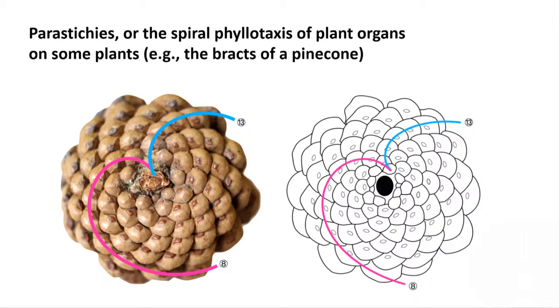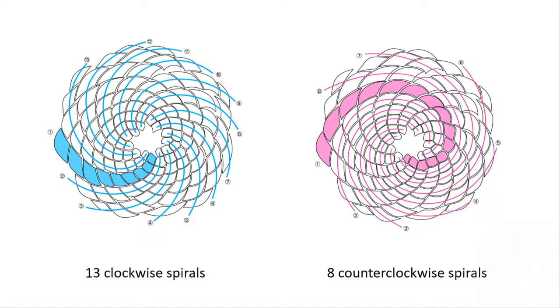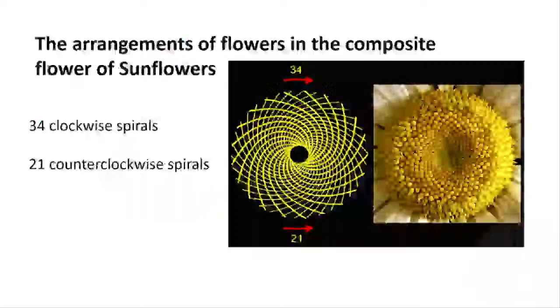So in many cases, 13 for clockwise, 8 for counterclockwise. Ken Trimble, a park interpreter, has this great exercise he likes to do with kids where they take pine cones and count the number of bracts. Then they look at those numbers, and he introduces them to the Fibonacci sequence and explains how that's connected. And we'll talk about why here pretty soon.